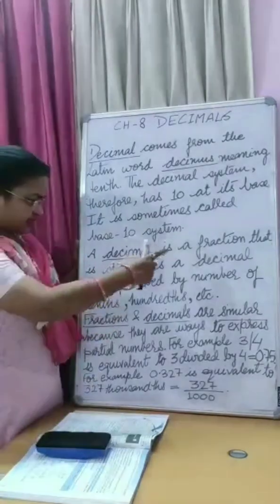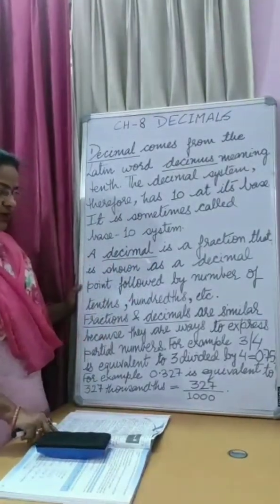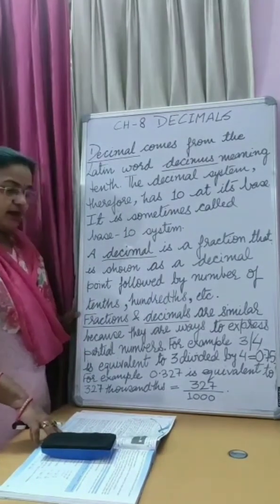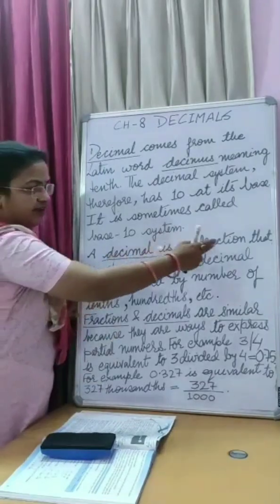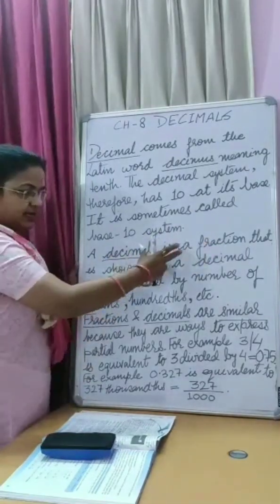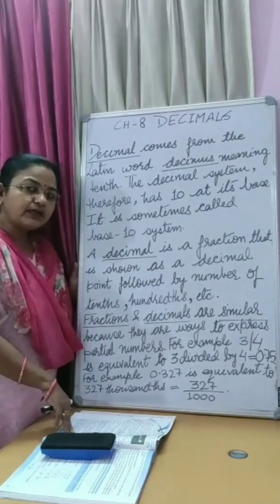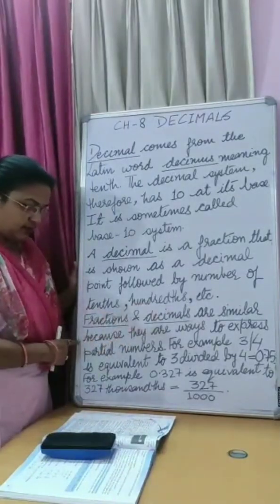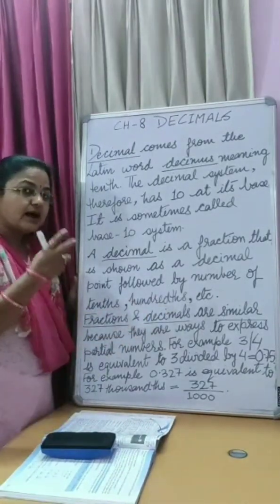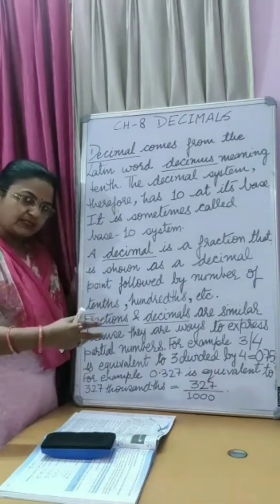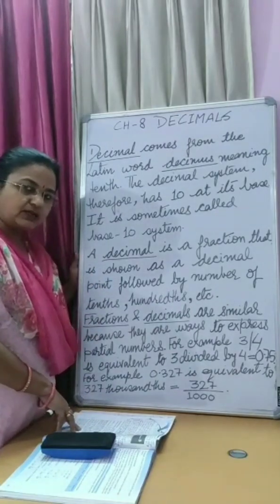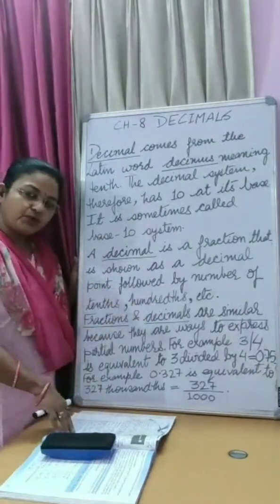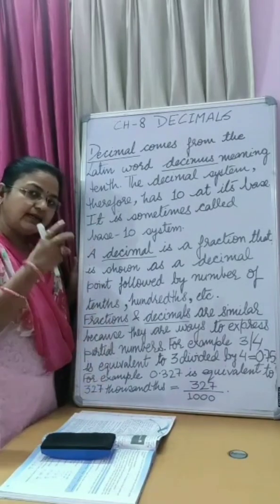What is a decimal? A decimal is a fraction that is shown as a decimal point followed by a number: tens, hundreds, thousands, etc. When we are calling a decimal a fraction, what is the similarity between these two? Fractions and decimals are similar because they are ways to express a partial number. We use whole numbers for our calculation like 0, 1, 2, 3, 4, 5, 6, 7, 8, 9. Now what are these fractions and decimals representing? They are representing partial numbers.